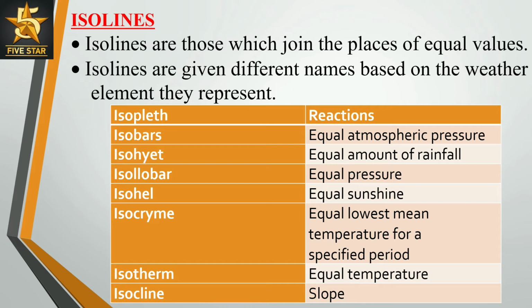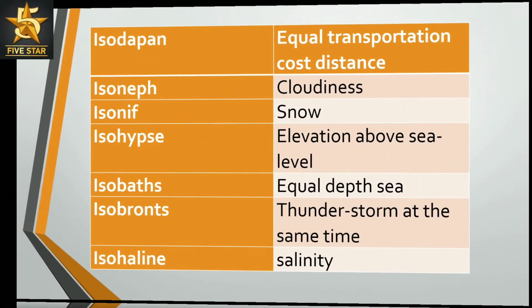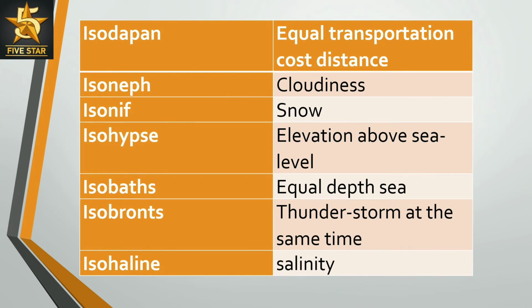Isochime, equal lowest mean temperature for a specified period. Isotherm, equal temperature. Isocline, slope. Isodapan, equal transportation cost distance. Isoneph, cloudiness. Isonif, snow. Isophase, elevation above sea level.